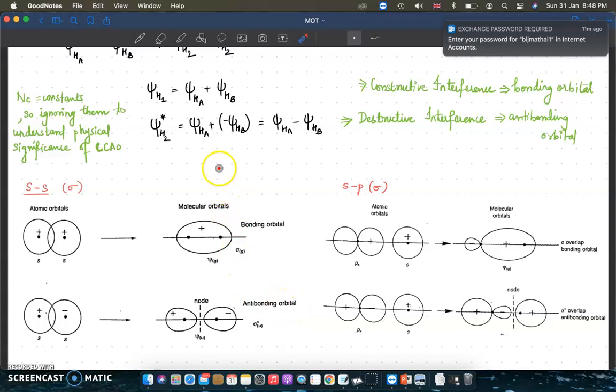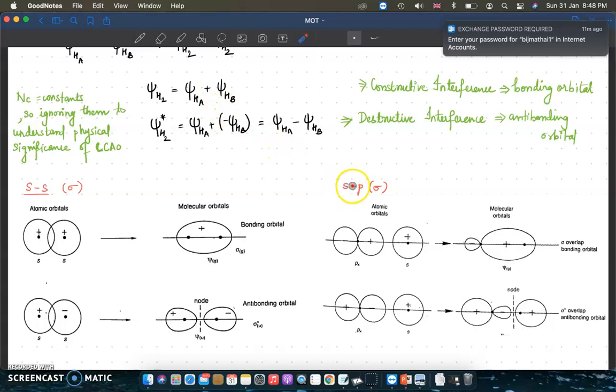Here an important thing you have to note is that when the two atomic orbital wave functions are combined, it leads to two molecular orbitals. One is bonding and another is anti-bonding. This is always the case when there is a combination of two atoms happening.